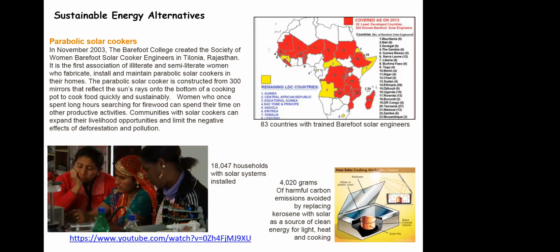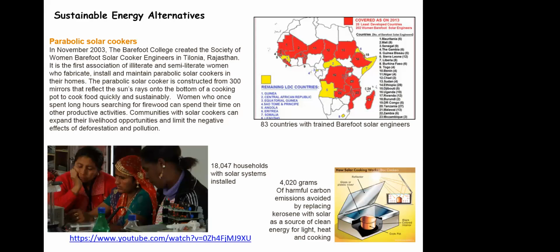And also that means that they don't have to spend hours a day foraging for scraps of wood in an area which has been seriously deforested. It also means that they don't have to use kerosene, which is polluted and which of course comes from, it's a derivative of the fossil fuels.